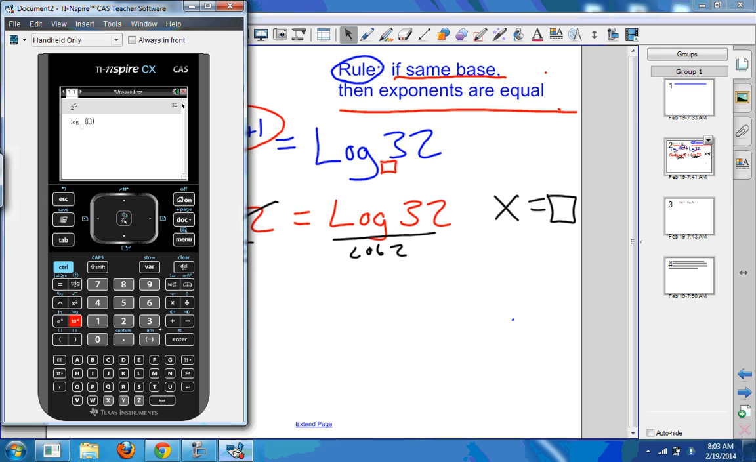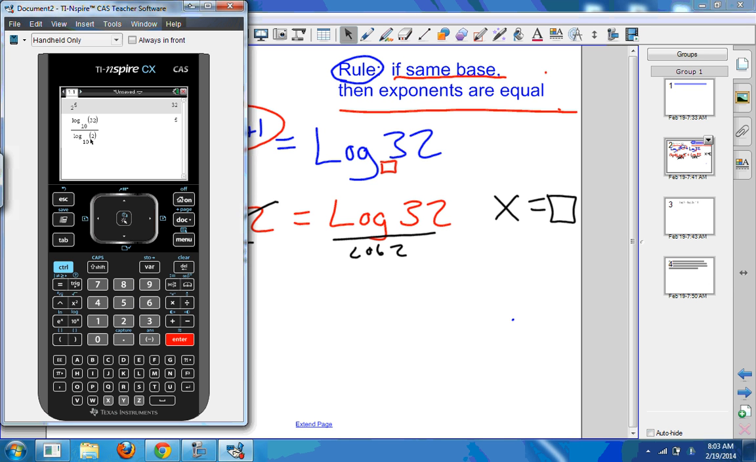So I have log of 32 divided by log 2, and it's equal to 5. Notice the calculator changes it automatically to base 10 to make sure that's what you want to do.